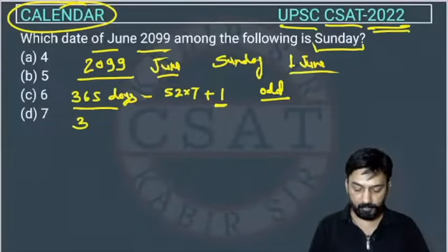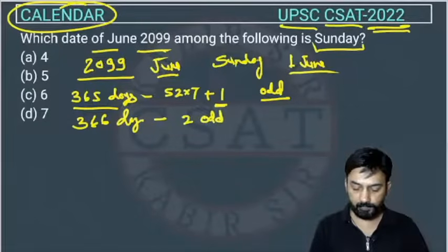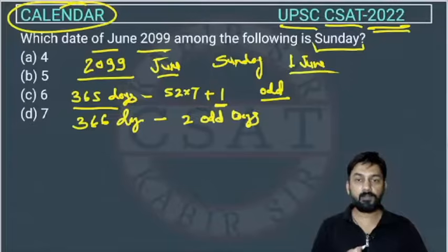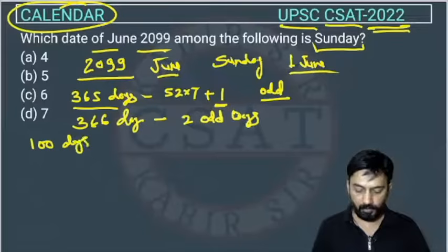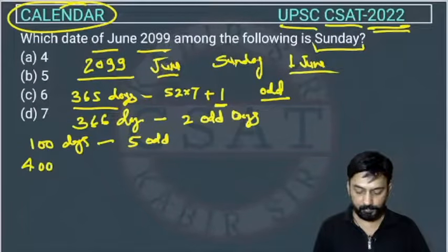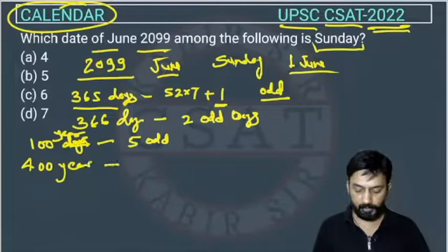And if it's a leap year, then there will be 366 days, so there we will have 2 odd days. This thing we have to remember. One more thing that's better if you remember: in 100 years, how many odd days will there be? There will be 5 odd days. You can calculate it. And in 400 years, there will be 0 odd days. Similarly, in 800 years, there will be 0 odd days.